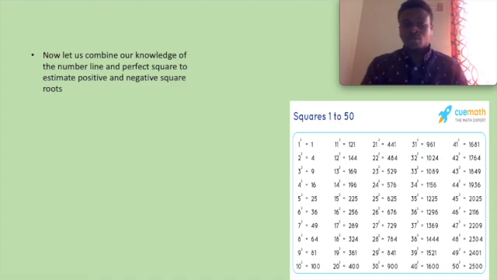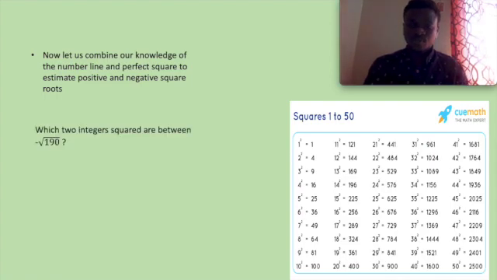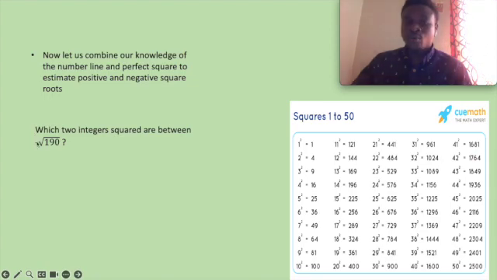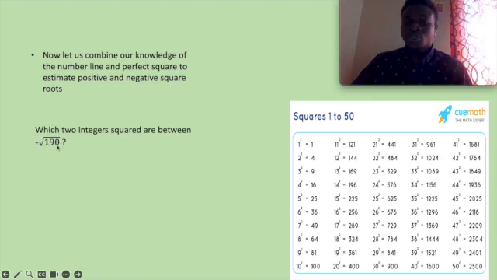Now let's combine our knowledge of the number line and the perfect squares to estimate positive and negative square roots. In this situation, we're being asked which two integers the negative square root of 190 is between. Now, what they're asking for is two integers that bound the negative square root of a number. Similarly, like we did in the previous one, once we actually find the two integers that the square root of 190 is between, all we would do is bring the negative down to apply it to those two numbers.